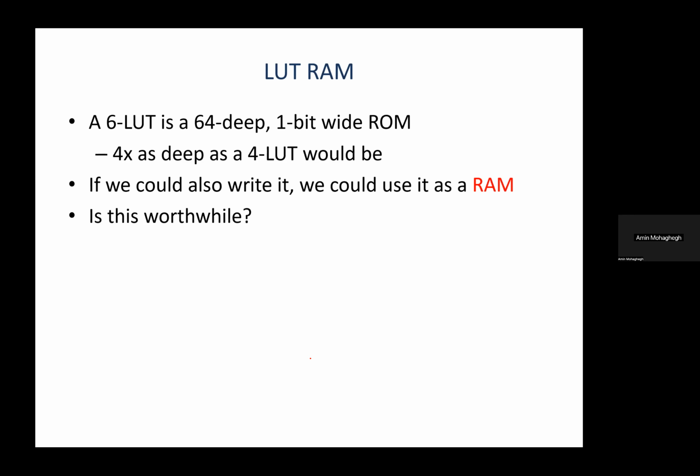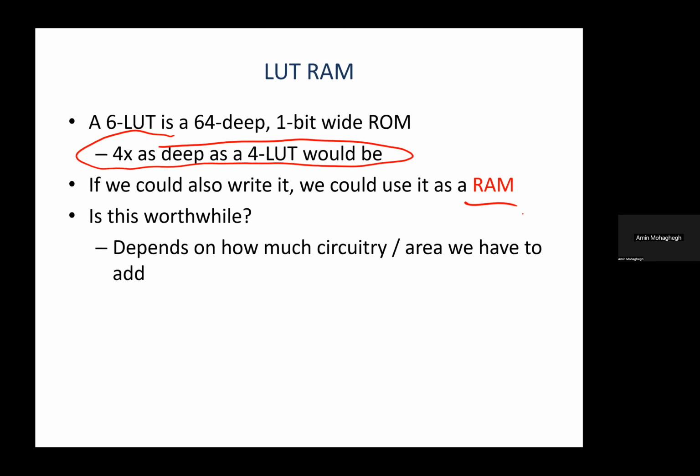Okay, so next, that was all about block RAM: how you are using these and what's inside them. Let's talk about LUT RAM. A 6 LUT is a 64 deep, 1-bit wide ROM, so 64 words, each 1 bit wide. 4 LUTs used to be dominant, but now 6 LUTs are. That makes LUT RAM more appealing because a 6 LUT has a lot more RAM in it. It's 4 times as deep. A LUT is a ROM, and if we could just write to it, we've got a RAM. Whether it's worthwhile depends on how much area we have to add to it. But if we can keep it cheap, maybe it's a good idea.